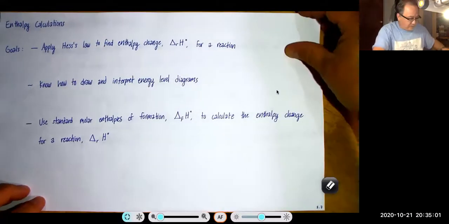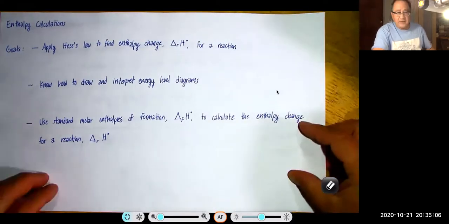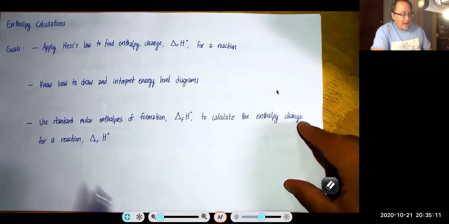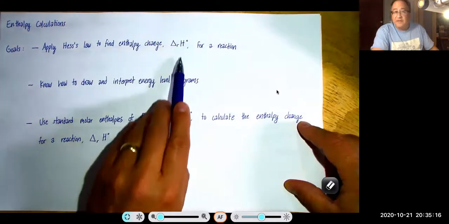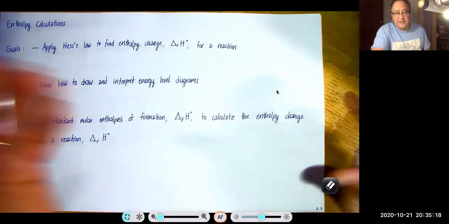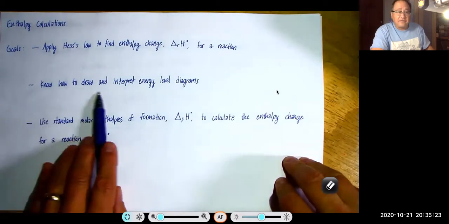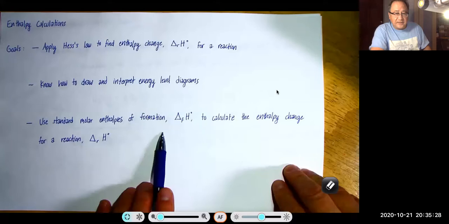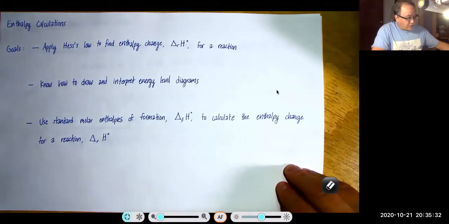Okay, we're going to be doing the next section in two parts. It's about enthalpy calculations. The goals are to apply Hess's law and find enthalpy change for a reaction. So this is delta R H naught. A lot of times I leave the R off because most delta H's are just for a reaction. Also, how you draw and interpret energy level diagrams, and use standard molar enthalpies of formation to calculate the enthalpy change for a reaction. These first two parts we'll cover in the first section and this part in the last section.